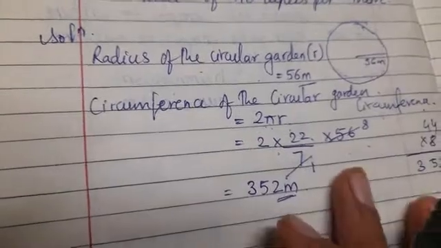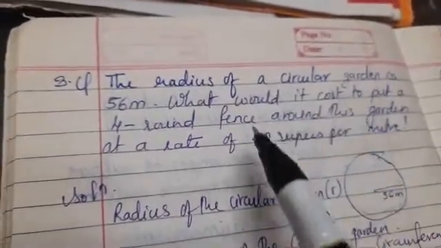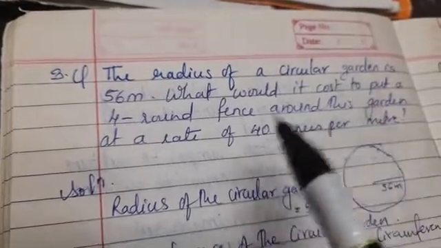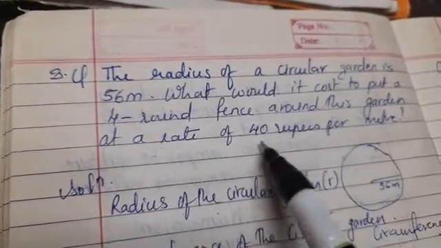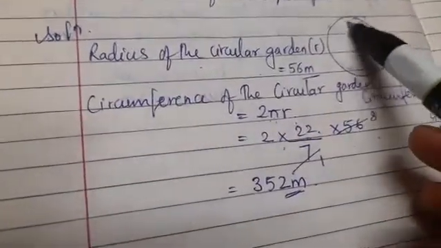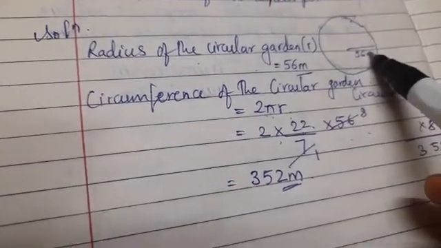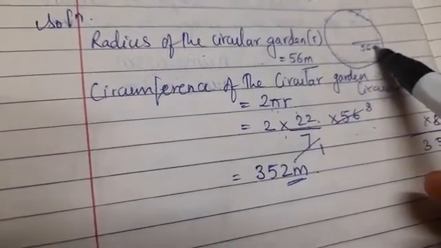Now this is about the circumference, but what we need to know is the fence: if we have 4 rounds of fence, how much fence would be needed, and what would be the cost at 40 rupees per meter. We have found the circumference, which means 1 round of the circle. But we need to know about the 4 rounds.